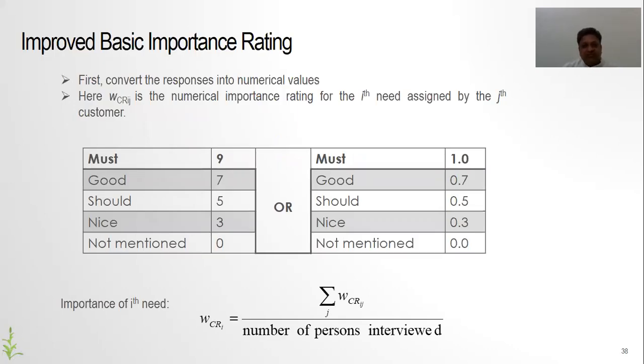Improved basic importance rating. First, convert the responses into numerical values. Here WCRij is the numerical importance rating for the ith need assigned by the jth customer. If you are providing some criteria here, must is 9, good is 7, should is 5, nice is 3, and not mentioned is 0. Or if you are putting it on a unit scale, must is 1, good is 0.7, should is 0.5, nice is 0.3, and not mentioned is 0. So the importance of the ith need is WCRi equals the summation of WCRij over j, divided by the number of persons interviewed.